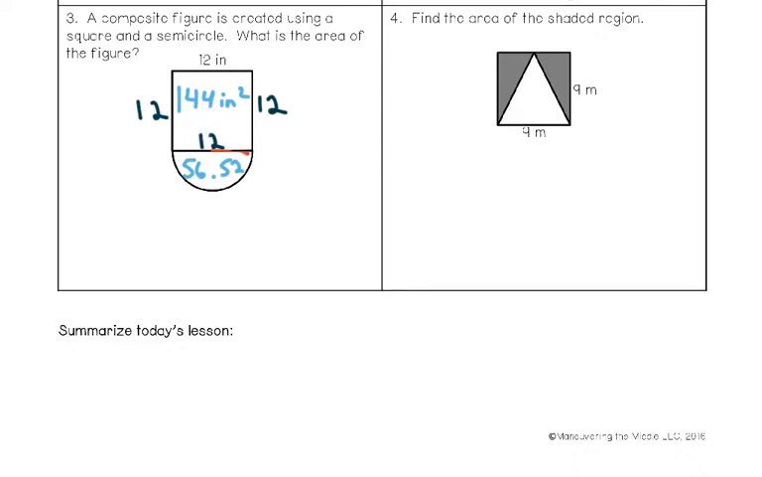Since it said what's the total area of this figure, I have one last step, which is going to be to add these two areas. So the combined area of this composite figure is about 200.52 square inches.